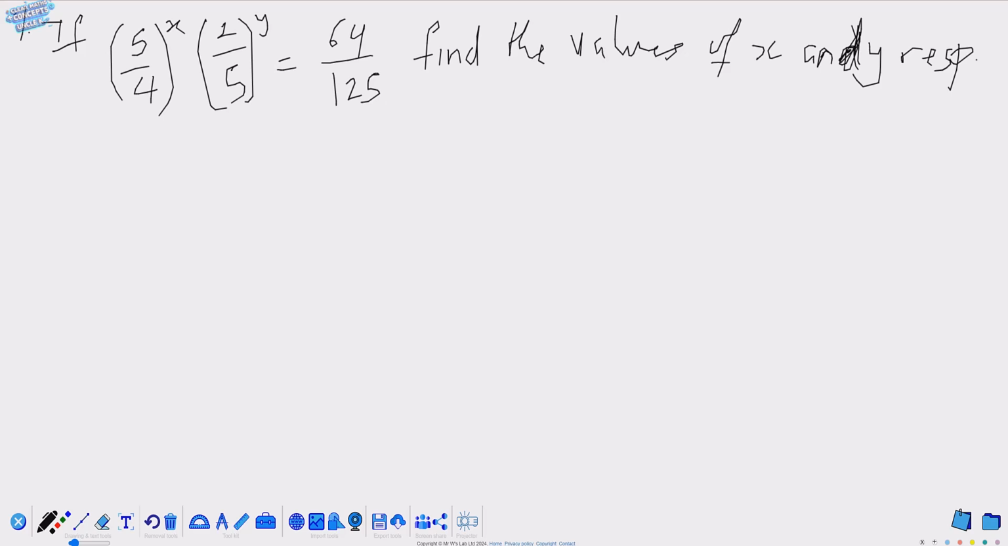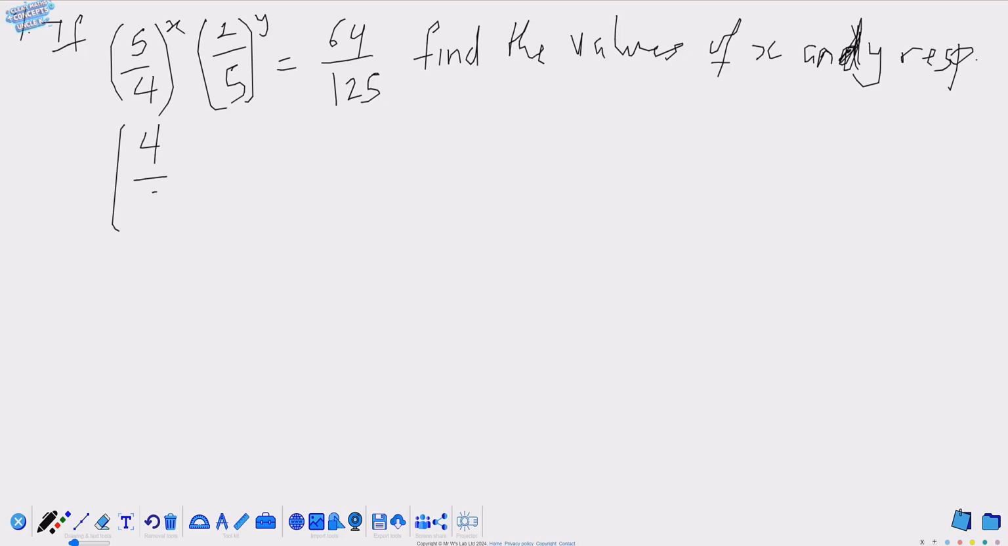The denominator is 4. The second one has a numerator of 2, the denominator of 5. Then if you look to the other side, you have a numerator of 64, which can be expressed as a power with a base of 2. 125 also can be expressed as a power of 5, right? So what do you do?